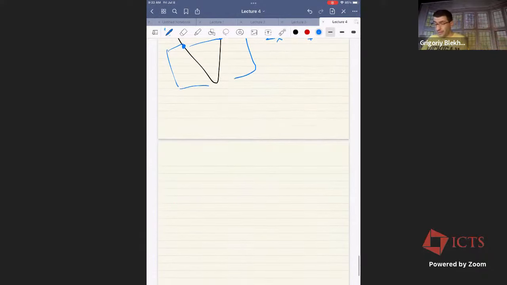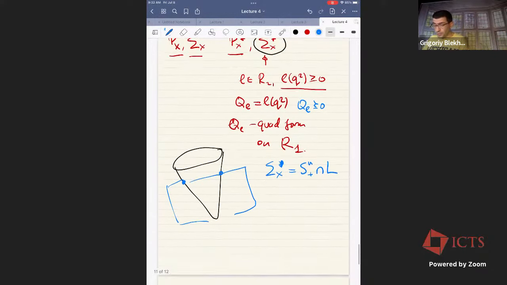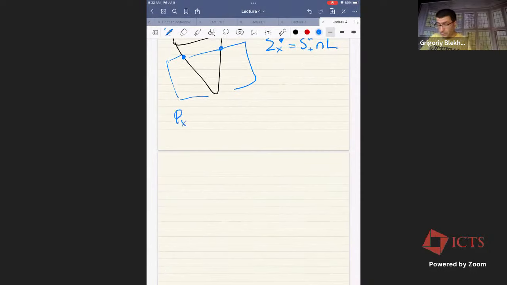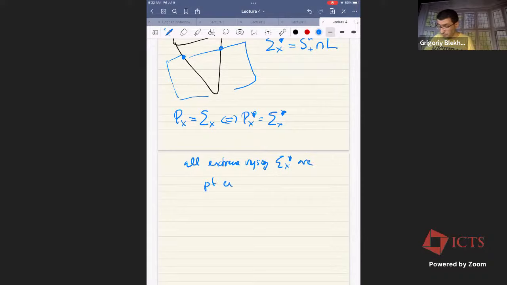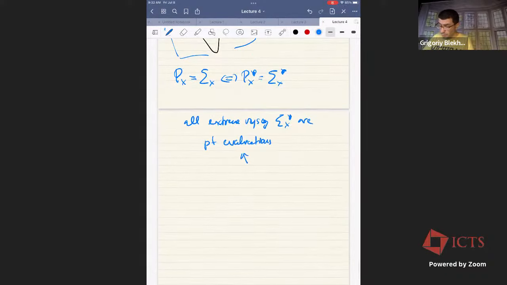One way of saying that px is equal to sigma x gives you a different way of proving equality and non-equality. These are equal if and only if the dual cones are equal. And this means that all extreme rays of sigma x star are point evaluations, and point evaluations correspond to rank 1 quadratic forms.